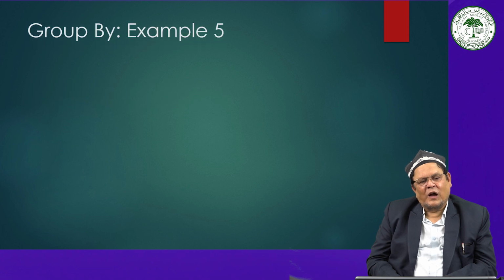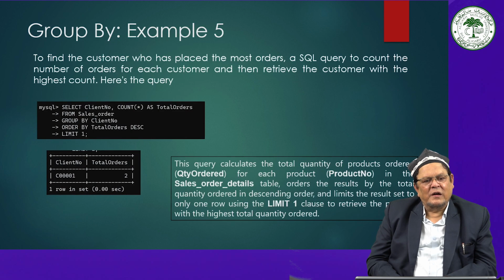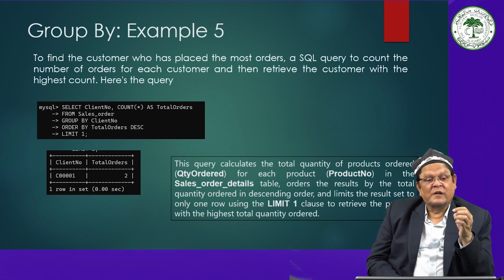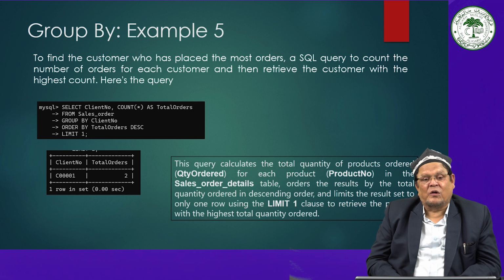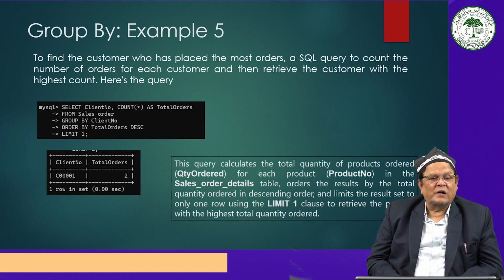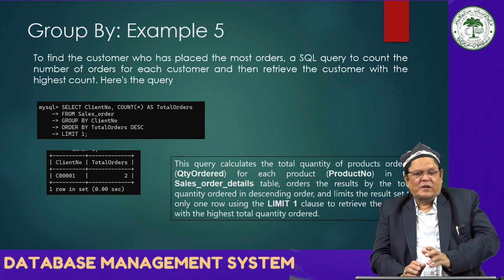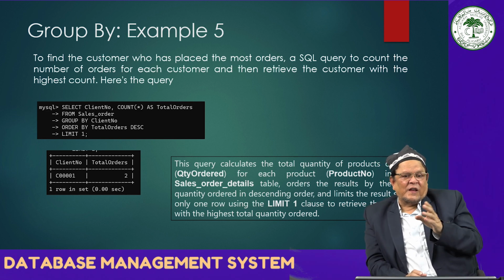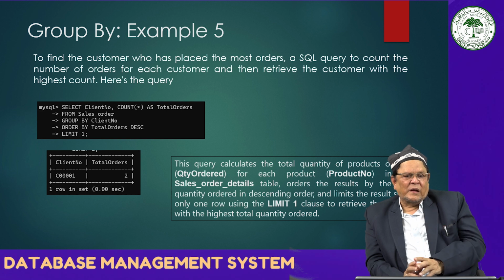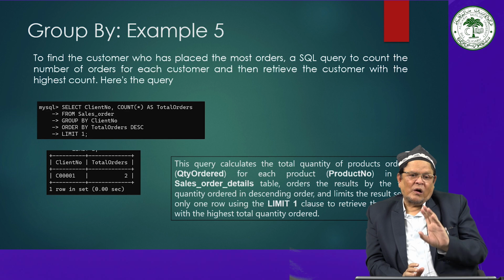In the last example, I will take one last example for group by. I hope it is clear. Using the count command, we also find the customer who has placed the most orders. To find the customer who has placed the most orders, we write a SQL query to count the number of orders for each customer and then retrieve the customer with the highest count. How do you write it? The query is select from, group by client, order by, and then you can also write limit.